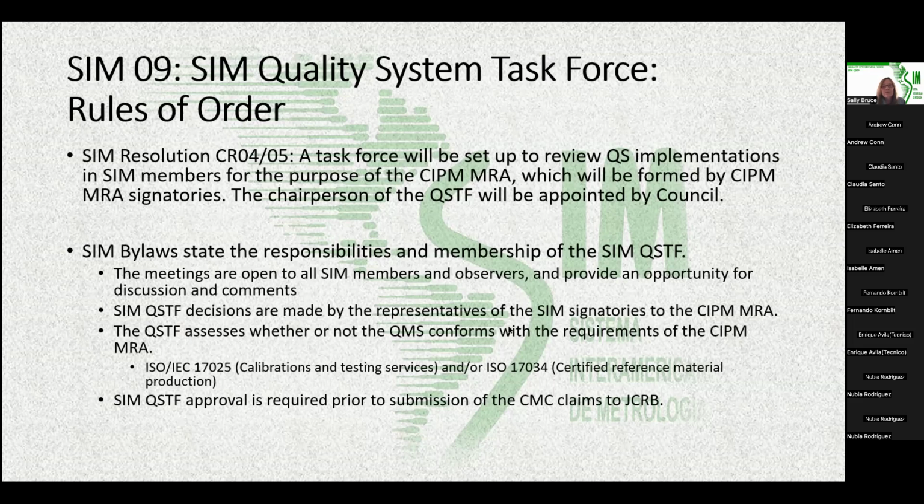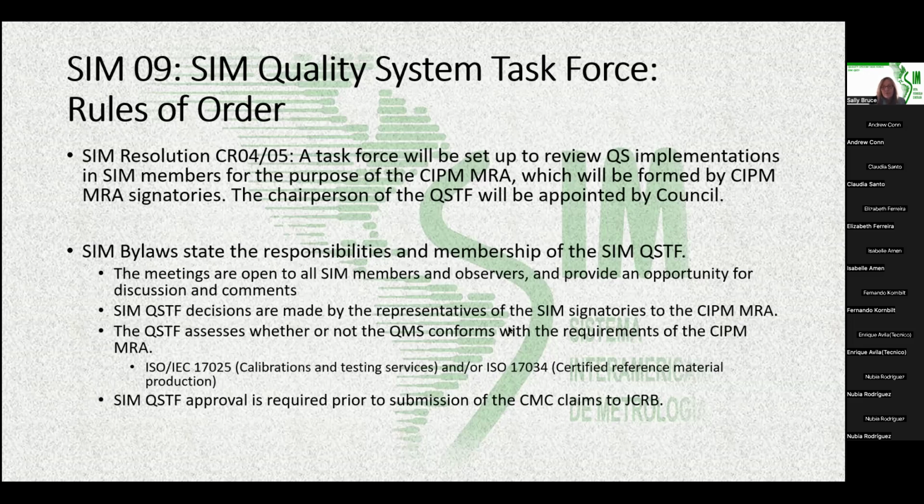The SIM bylaws state the responsibilities and membership of SIM QSTF: the meetings are open to all SIM members and observers and provide an opportunity for discussion and comments. The QSTF decisions are made by representatives of the SIM signatories to the CIPM-MRA. The QSTF assesses whether or not the quality system conforms with the requirements of the CIPM-MRA. Under that would be the ISO IEC 17025 for calibration and testing services, and/or the 17034, the ISO standard for certified reference material production.